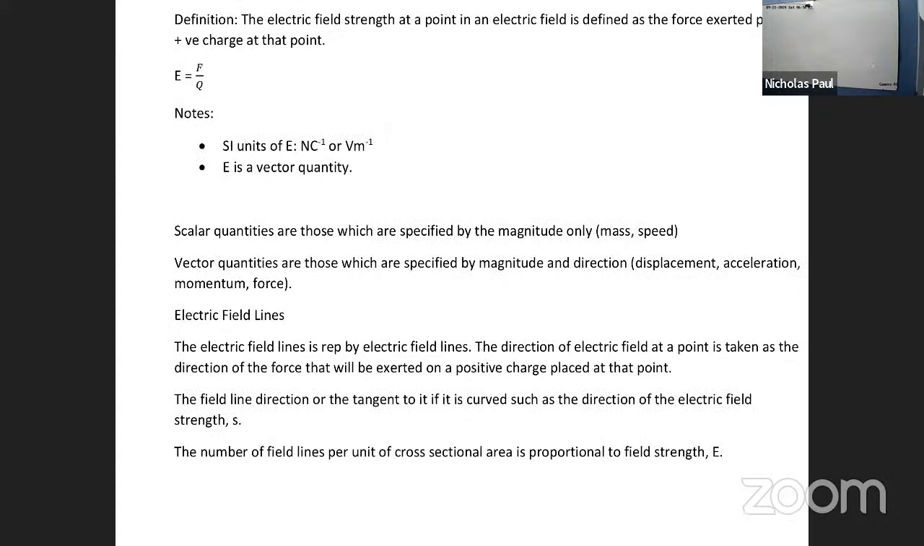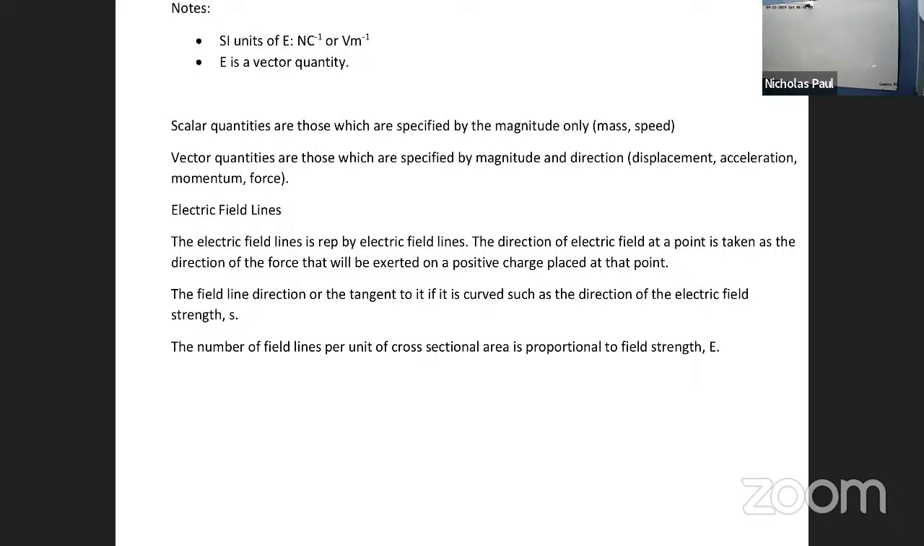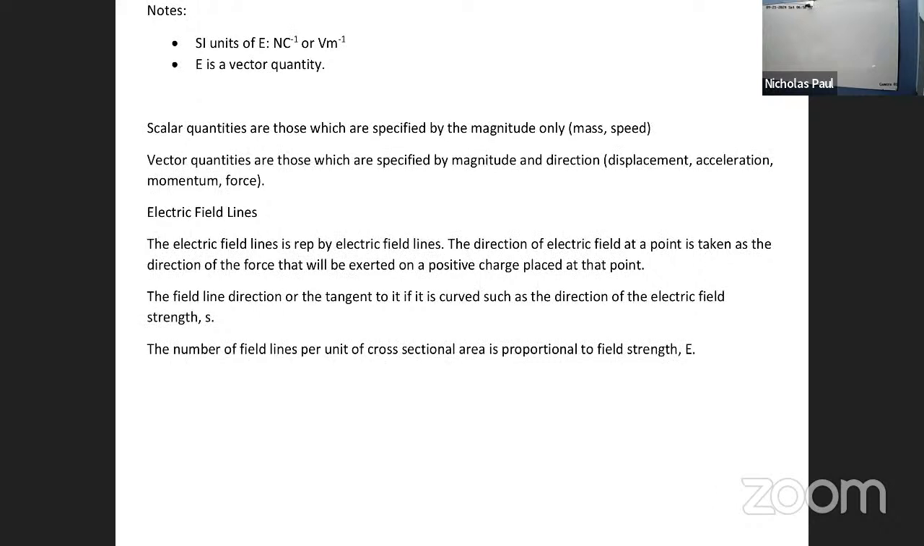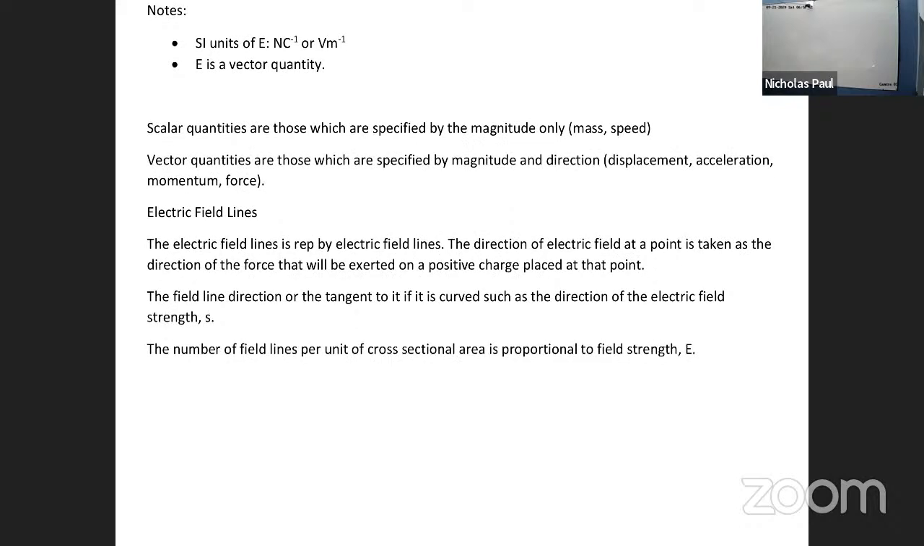Scalar quantities have magnitude only; vector quantities have magnitude and direction. The electric field is represented by field lines. The direction of the electric field at a point is taken as the direction of the force that will be exerted on a positive charge. Remember we talked about that? That's the direction a positive charge will move, the direction of the force.